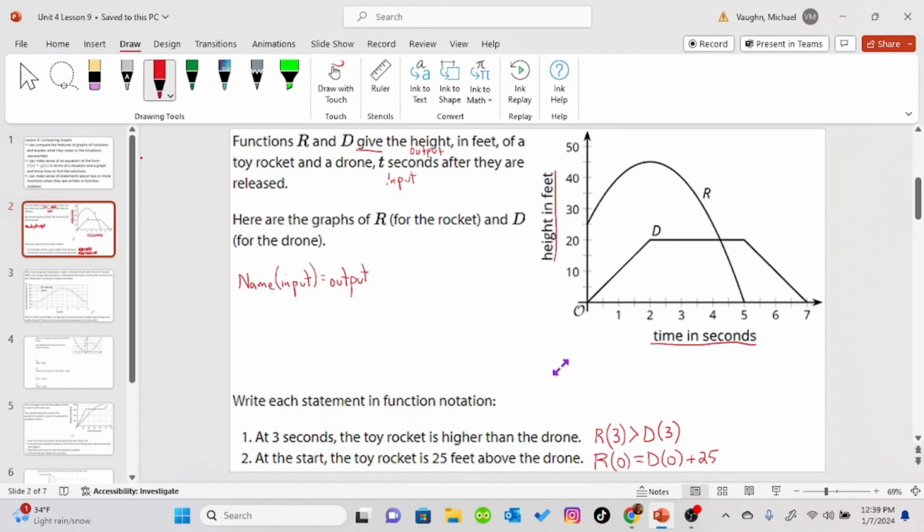So always remember that give, the very next thing will be your output. Your output is your y-axis. Your input is your x-axis. And anytime you write function notation, you have the name of the function, which can be lowercase or capital case letter. You have the input in parentheses, and it's going to equal the output.